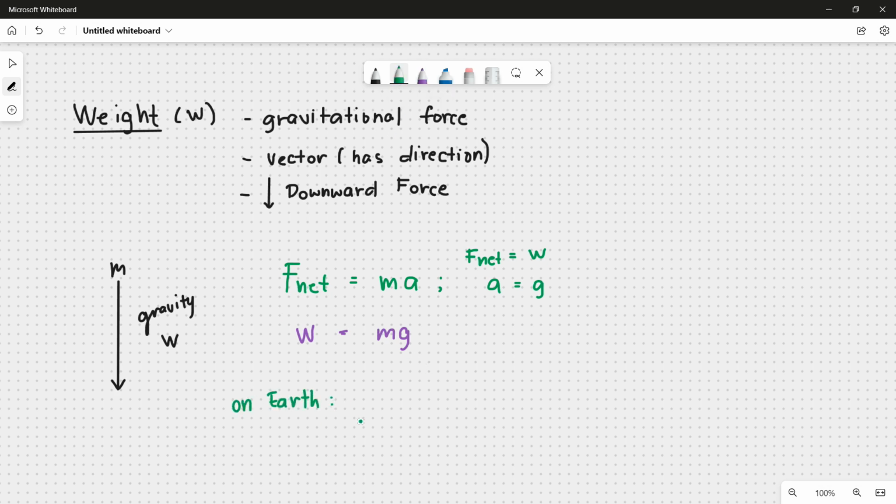On Earth, gravity is 9.8 meters per second squared, so the weight of a 1 kilogram object on Earth is W is equal to mass times gravity, so that's 1 kilogram times 9.8 meters per second squared equals 9.8 newtons.